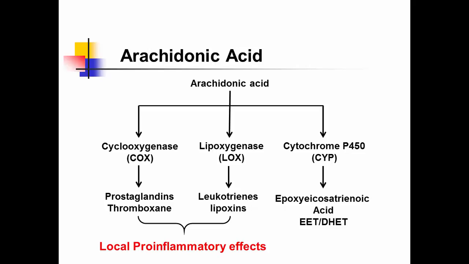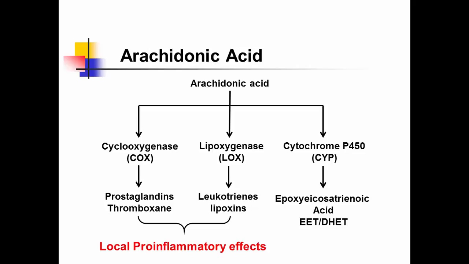So arachidonic acid, and this slide just shows you a little bit more detailed process of how arachidonic acid is used for synthesis of eicosanoids. There are actually 3 enzymes involved in this process. They're called cyclooxygenase, lipoxygenase, and cytochrome P450. And these 3 enzymes are very important in mediating the production of eicosanoids from arachidonic acid.